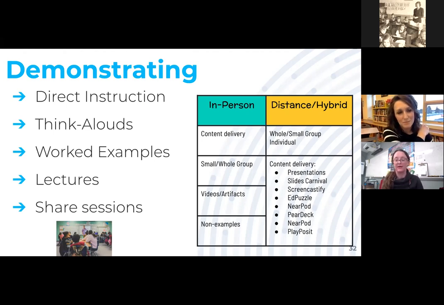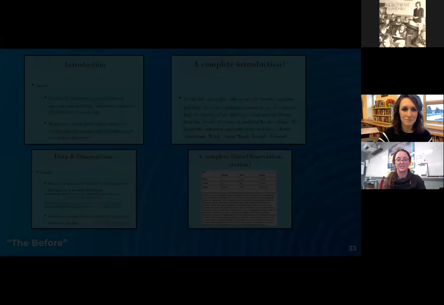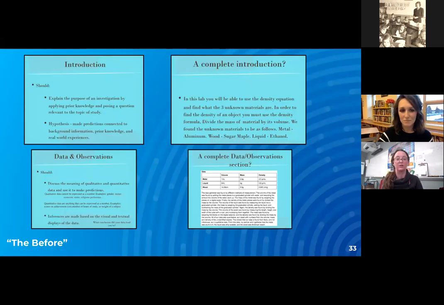So this might look like direct instruction. I saw in the chat, there was a lot of think aloud, worked examples, lectures, or share sessions. So demonstrating, as we've said before, might look very different in my class than it would in Kristen's and in somebody else's. So just keep in mind, we're gonna give you some ideas of what that could look like.